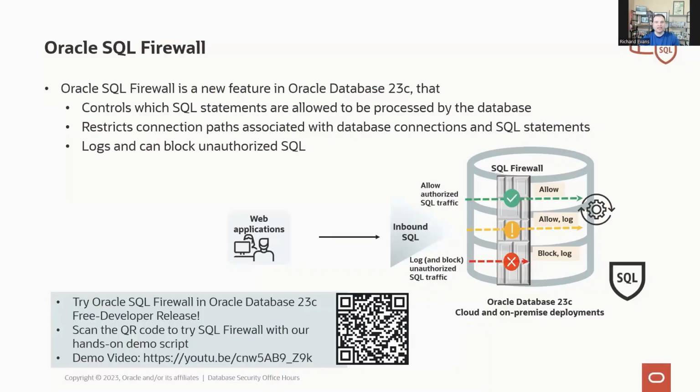You probably know that we've got Audit Vault and Database Firewall. Well, at 23C, we take that firewall component and embed it into the Oracle database. So you can control SQL statements, restrict connections, and log and block unauthorized SQL. All that's going to be available, and it's available in the 23C Free developer release for you to kick the tires on now. This QR code will take you to a GitHub repository where you can download this hands-on demonstration script to run against the 23C database.